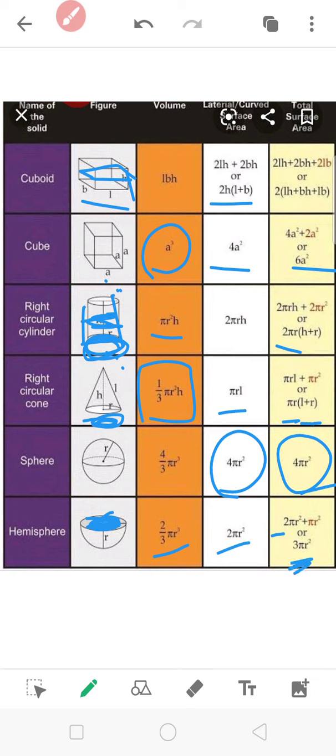This is what we learned in the previous class, that means 9th standard. We have learned all these things. Now we are going to see the combination of 3D objects, and the formulas we are going to derive from this. Let's solve many problems by using that combination of the solids.